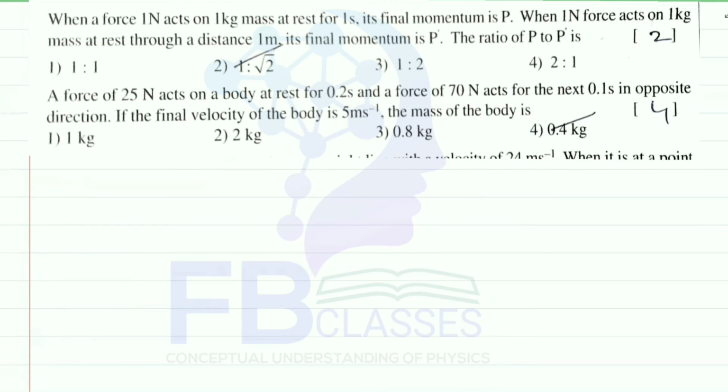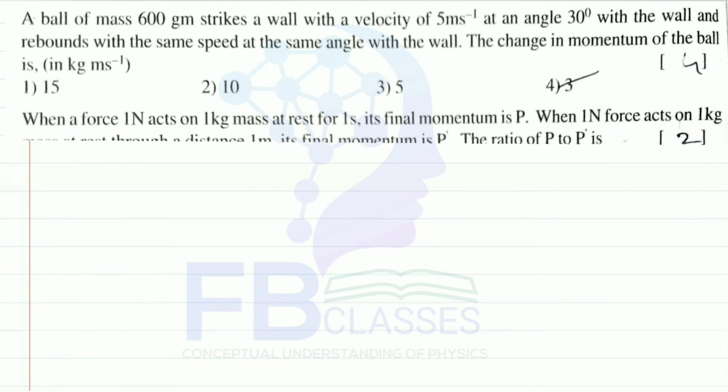Okay, hope you understand. My dear students, I am going to read the question. A ball of mass 600 gram strikes a wall with a velocity of 5 meter per second at an angle of 30 degrees with the wall and rebounds with the same speed at the same angle with the wall. The change in momentum of the ball is in kg meter per second. The options are given as 15, 10, 5 and 3.